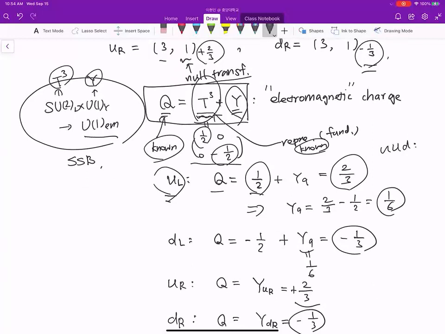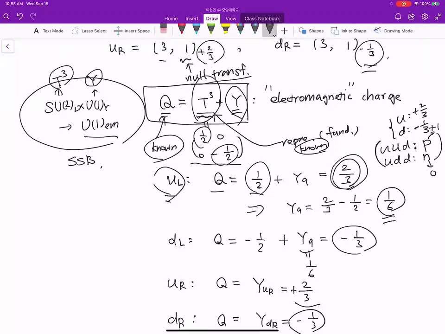Take u u d, this is the proton, right? And u d d is the neutron. So this is charge +1 and charge neutral. Because of that, you can determine the electromagnetic charges: up plus 2/3, down minus 1/3. They are fractional. That's how you determine the hypercharge for the quark doublet.